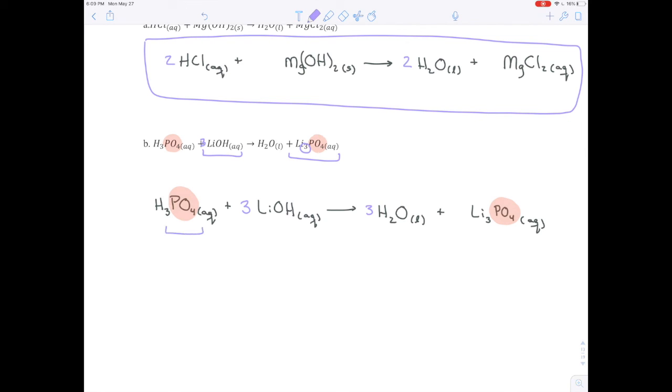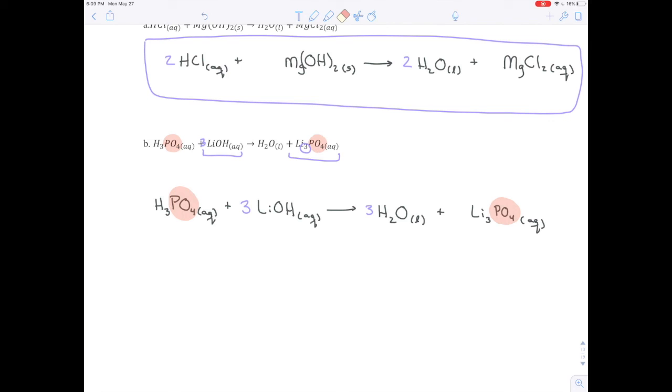How about phosphates? One phosphate on the left. Notice outside of that highlighted area, there's no number, so it's an implied 1. One phosphate on the right, same thing. So just 1. So the phosphates are balanced. Okay. How about lithiums? We have 3 lithiums on the left. We have 3 lithiums on the right. And so those are balanced.